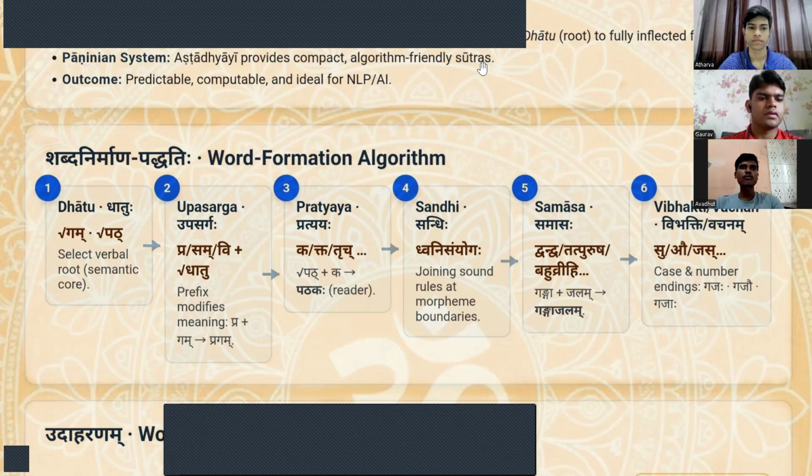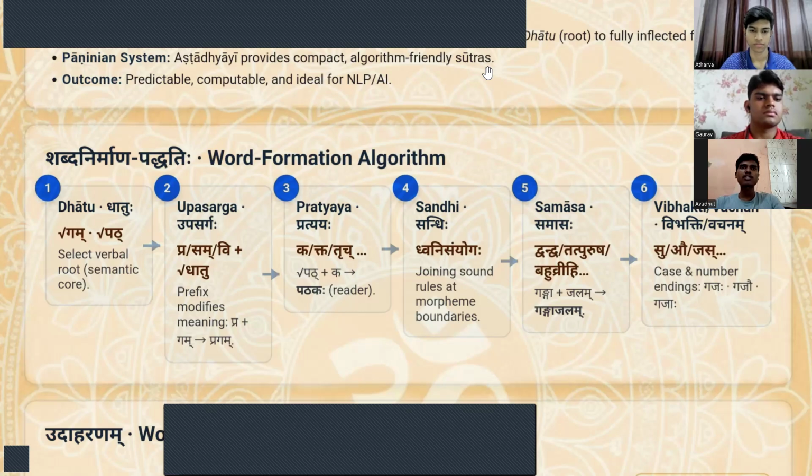The fifth one is Samasa, which means compound formation. Samasa combines two or more words into one compound, giving a compressed meaning. For example, Rajnyah Purushaha gives Rajapurushaha, which means king's man. The second example is Gajasya Mukham gives Gajamukha, which means elephant's face.